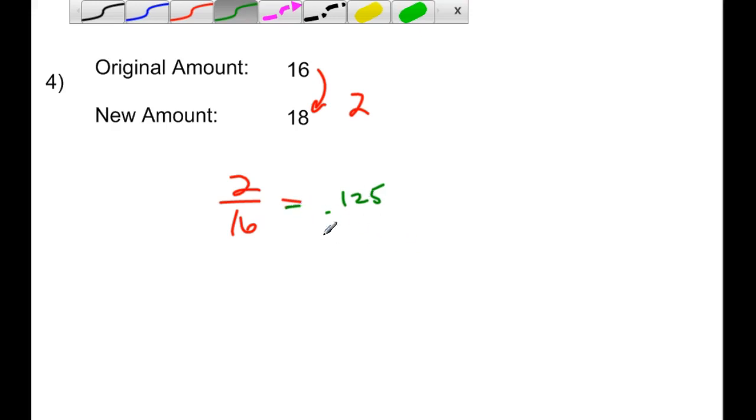0.125. Now what are we going to do? Hopefully you've picked up on the pattern before. What are we going to do next? Good, let's change it to a percent. So move it 2 places to the right. 12.5. After you move it, it is now a percent. Look and see, did you get bigger or smaller? From 16 to 18 it gets bigger, so this is an increase. 12.5% increase.